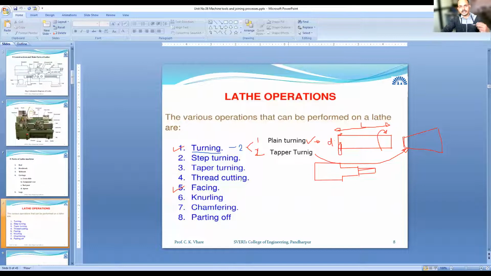Then thread cutting. Thread cutting means we can cut threads on the external part of this lathe job. Threading, do you know threading? Threads? Yes, sir, on the bolts. Okay, on the bolts we can observe threads.